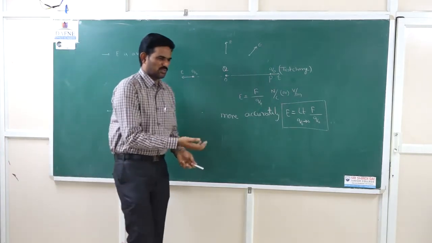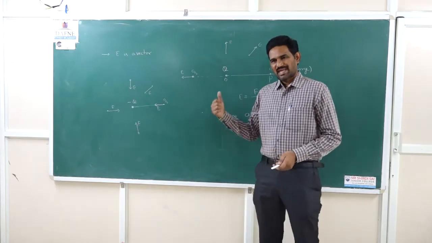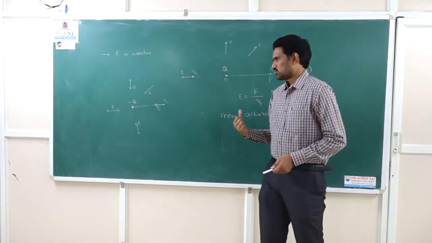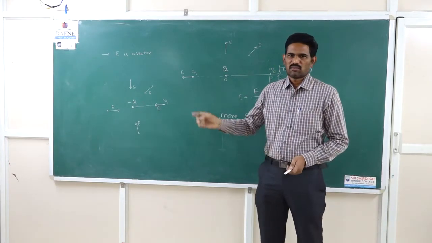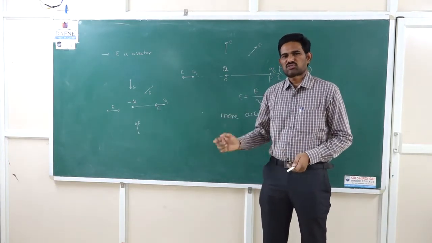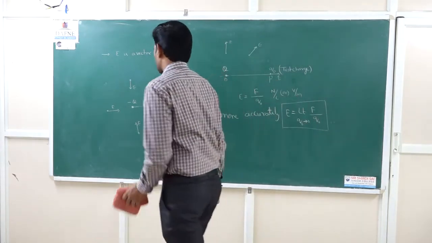As only two types of charges are there, now we can get these conclusions. The electric field due to a positive charge is away from the charge at any point, and the electric field due to a negative charge is towards the charge. That we should remember. That is the direction of the electric field.